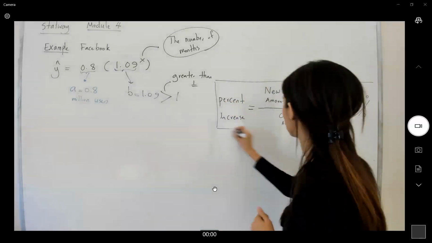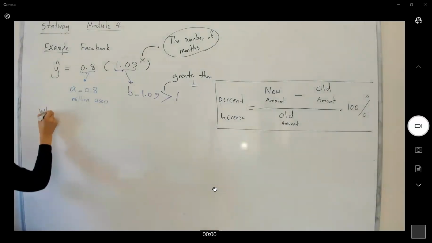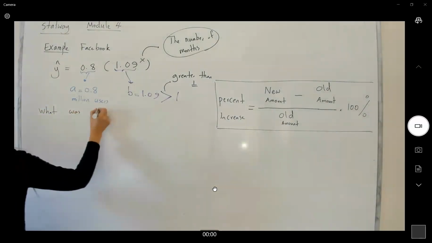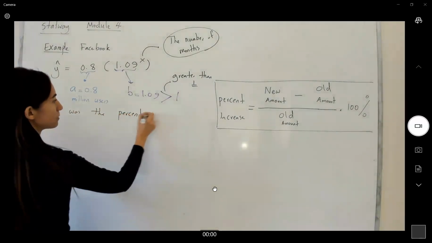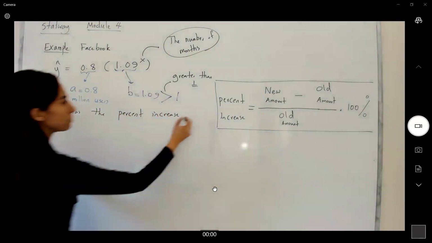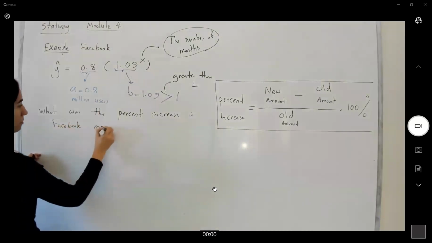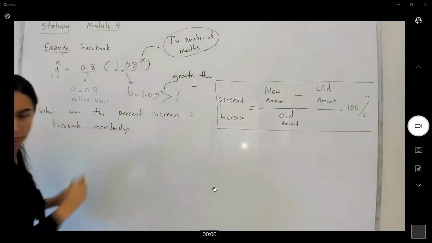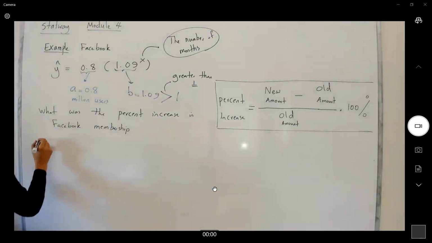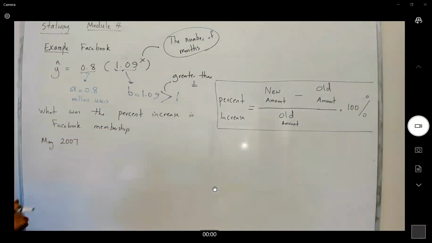This is the formula that we are following. So in this question we have, what was the percent increase in Facebook membership between May 2007 and the next month, June 2007?